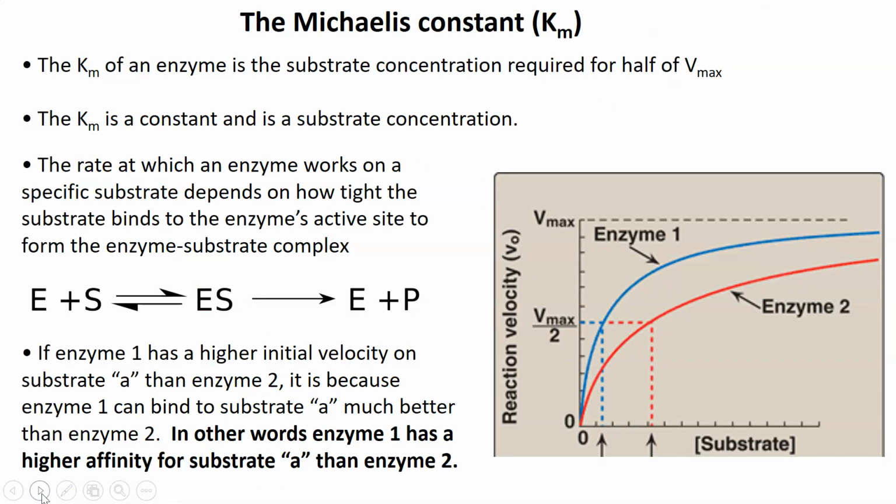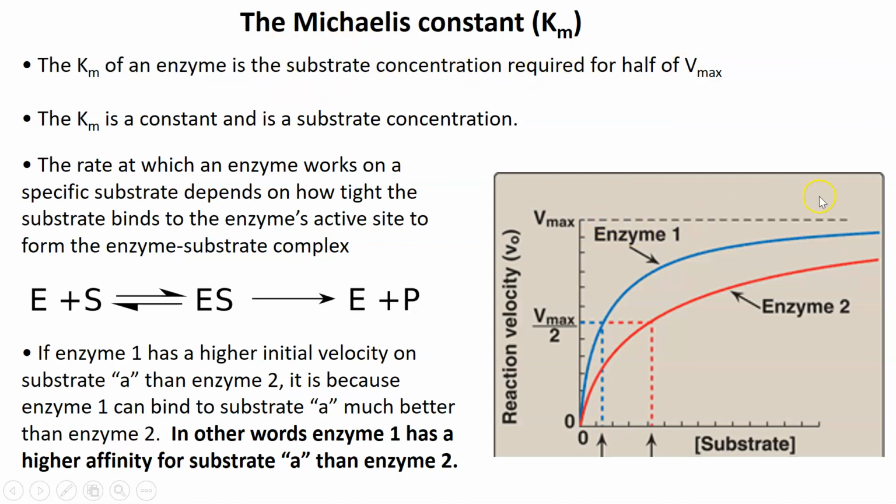Now let's talk about Km, the Michaelis constant. We looked at Kcat, we looked at Vmax. Now let's look at Km, the Michaelis constant. Now the Km is not a rate of reaction. The Km is a measure of how the substrate binds to the active site of the enzyme. The Km of an enzyme is a substrate concentration, and it's defined as the substrate concentration required for half of Vmax.